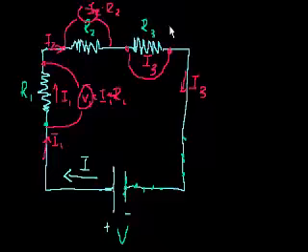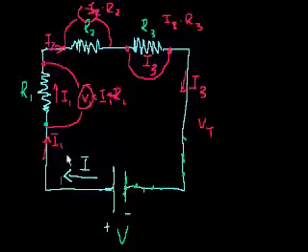But anyway, if we look at the voltage from here to here, it is going to be I3 times R3. So what we see is that the voltage across the entire circuit, which I can write as V total, is going to be equal to the total potential drop across each of these devices.